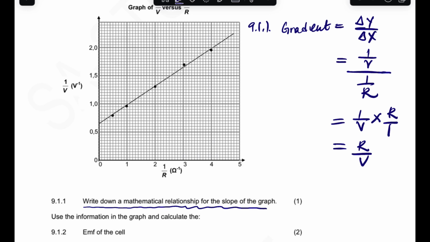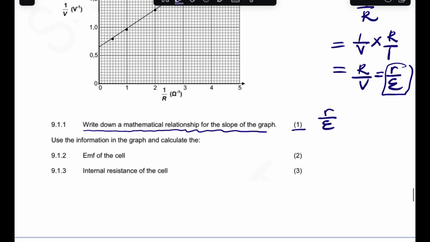So we have to change that to something that is not in our variables, which is the dependent and independent. So we're going to change R into internal resistance r and V into the EMF. So our gradient here is that. So that's what is asked here. The gradient here, the answer here is r over EMF. That's the answer. So keep that in mind.